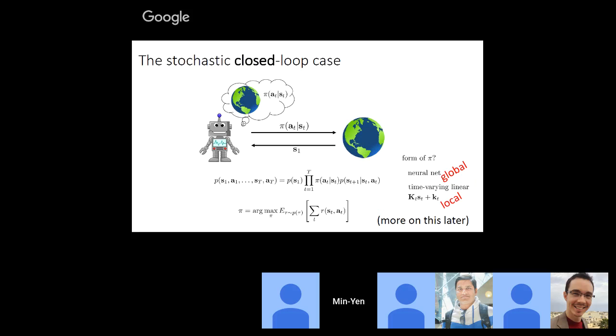So what if it's a strategic closed loop system? You just need to argmax. We need to get the maximal expectation of our actions, which can be learned. The policy can be learned using a neural network, or in our case today, we'll be learning using LQR, which is an optimization method.